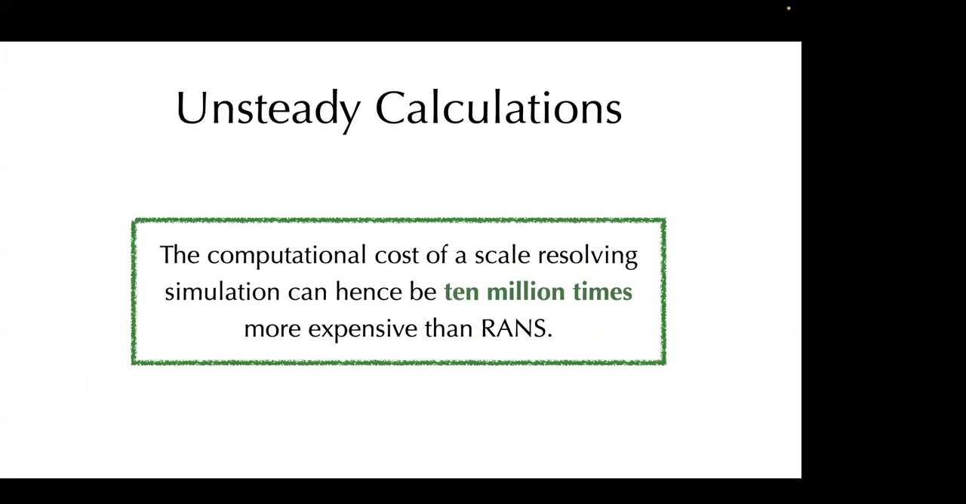The takeaway from all of this is that the computational cost of a scale resolving simulation can be about 10 million times more expensive than a RANS simulation. As a point of reference, a RANS simulation can be done on a laptop in a couple of minutes. And so multiply that by 10 million, give yourself a supercomputer and a couple of days of compute time, and these simulations start to become viable, but they are nevertheless very expensive.